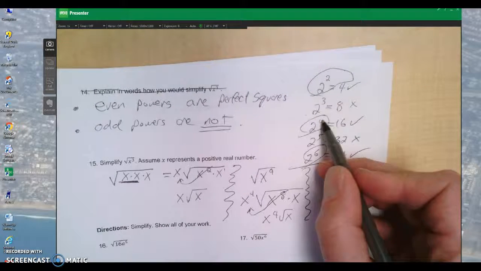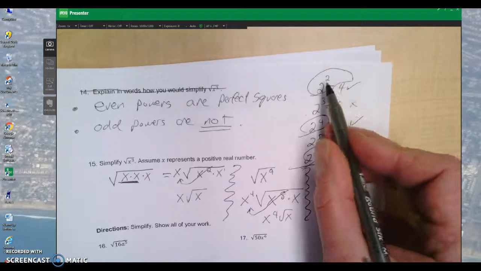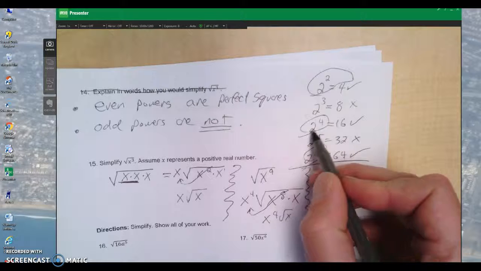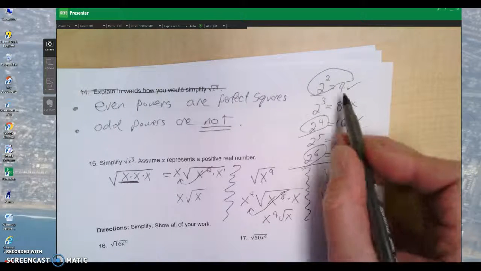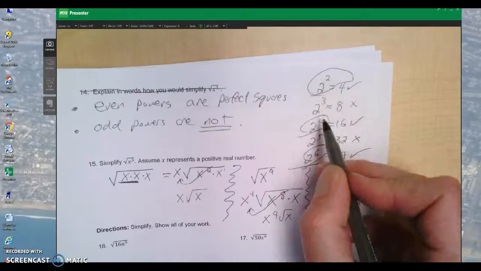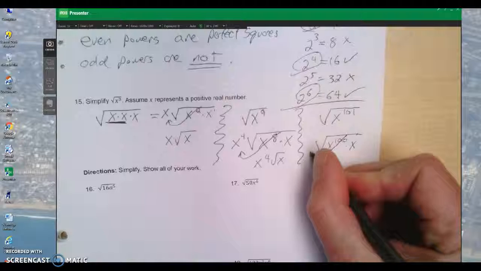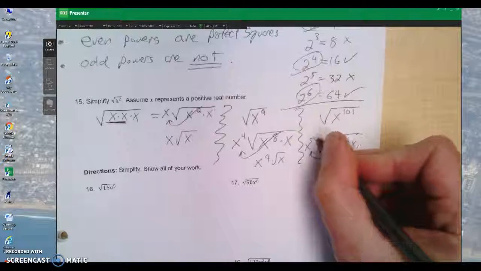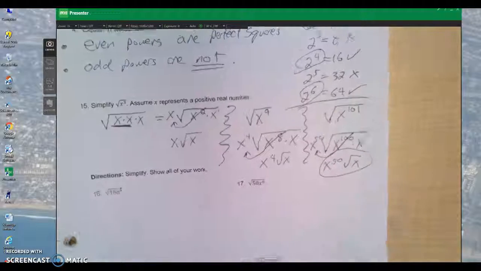2 to the 4th is 16. The square root of 16 is 4, which is 2 to the 2nd. Let me do that again. 2 to the 4th equals 16. The square root of 16 is 4, which is 2 to the 2nd. This power is half of this power. So it's x to the 50th radical x is the answer.